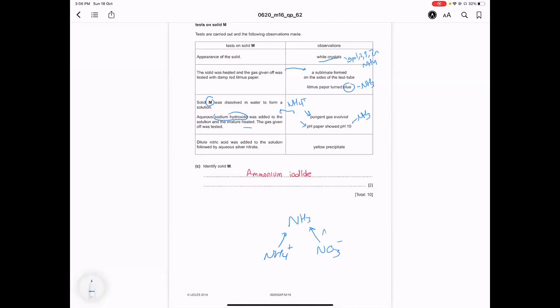But if it's produced from nitrate, you must see aluminium foil in the test. If you didn't see aluminium foil, it came from ammonium. Finally, he added silver nitrate, produced yellow precipitate, which is exclusive for iodide, so ammonium iodide was the salt.